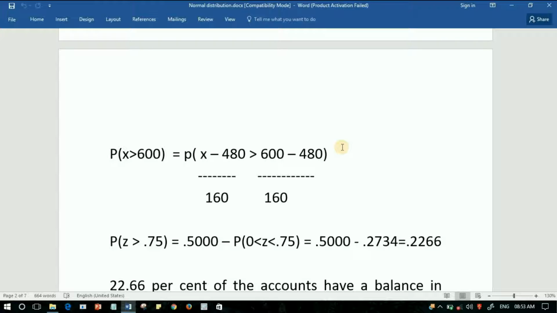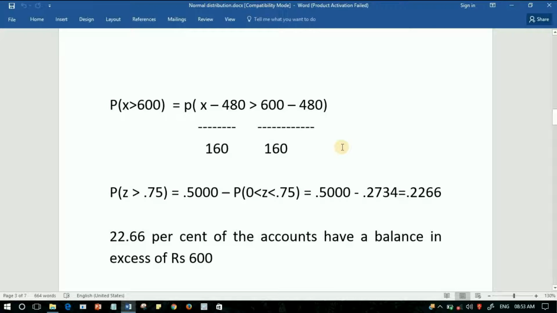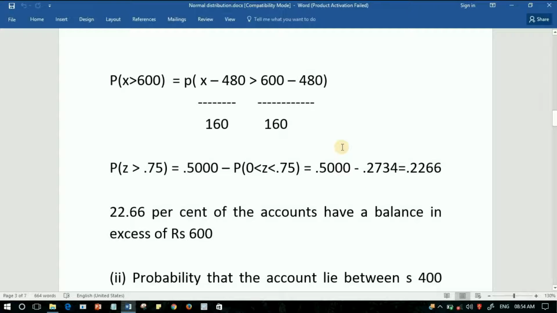From the table, we know that we want the right hand side. That is, we know the total probability 0.5. Then we know the probability from 0 to any value. So from 0 to 0.75 we know, that is from the table we got 0.2734. So we are subtracting 0.5 minus this, and we get probability of z greater than 0.75. That is 0.5000 minus 0.2734, we get 0.2266. So in terms of percentage or proportion, you have to multiply with 100, we get 22.66% of the accounts have a balance in excess of rupees 600.